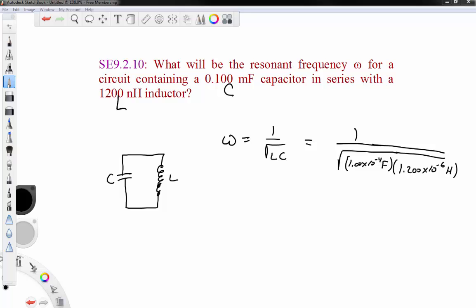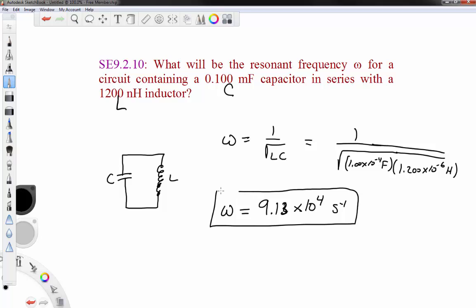So that gives us an angular frequency of about 9.1287, so maybe 9.13 times 10 to the fourth power in inverse seconds. So 91,287 inverse seconds, or radians per second, is what our angular frequency is. That may sound like a big number, by the way, but that's actually a relatively low frequency circuit, in large part because this is a pretty big capacitor.